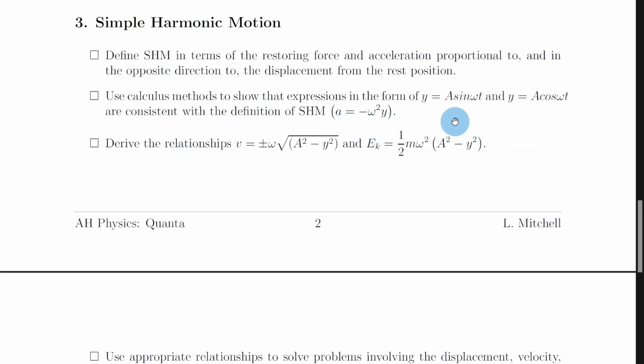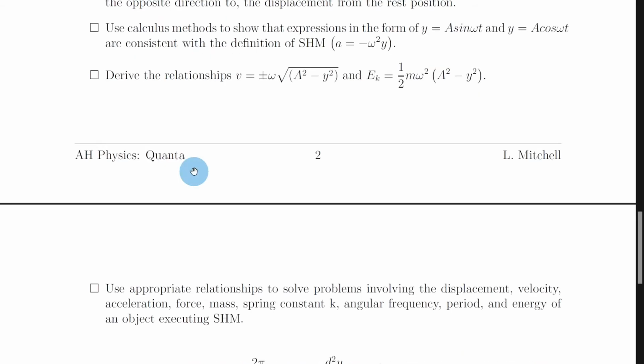So that just means you need to be able to differentiate this expression or this expression for the displacement once to get the velocity, and then differentiate again to get acceleration, and to show that it forms this equation here, a equals minus omega squared y. So I would practice to make sure you can do that. Next, you need to be able to derive the relationships for velocity and kinetic energy in SHM.